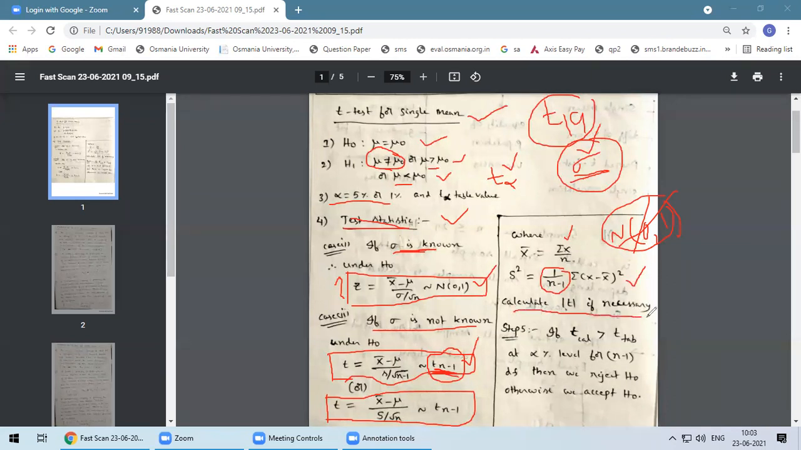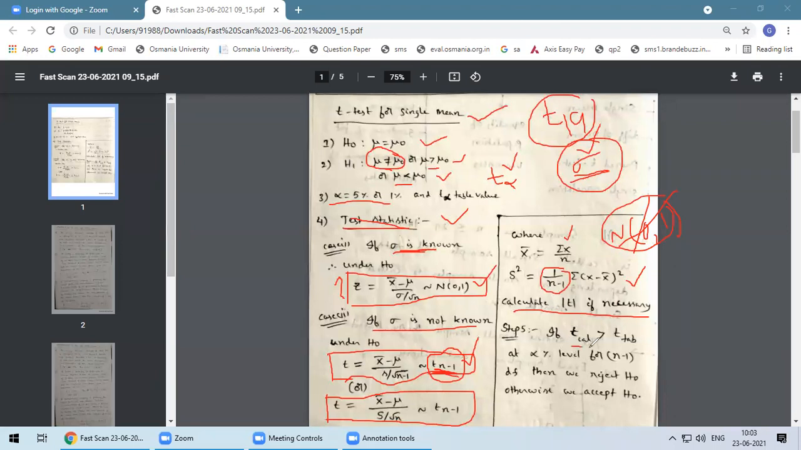Calculate mod t if necessary. Whenever the table value is negative, you won't calculate mod t. Whenever the table value is positive, if you got a negative value, you can calculate mod t, like large samples already have done. Step number 5 is the same for all the procedures. The only difference is that in place of z, you will get t. That is the only difference.